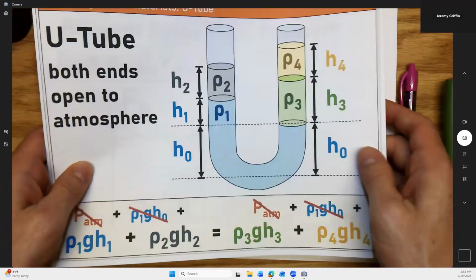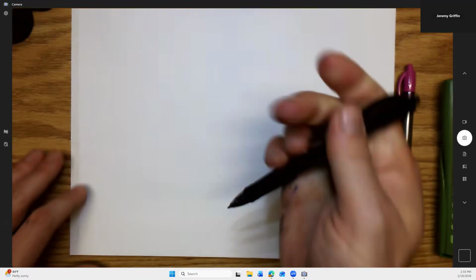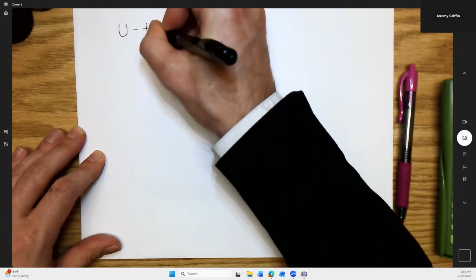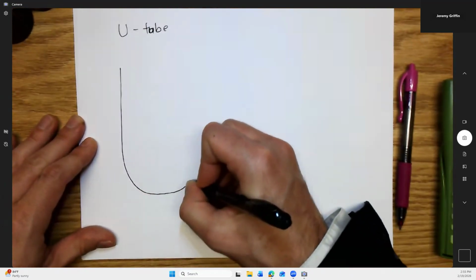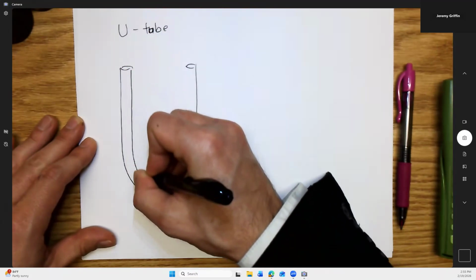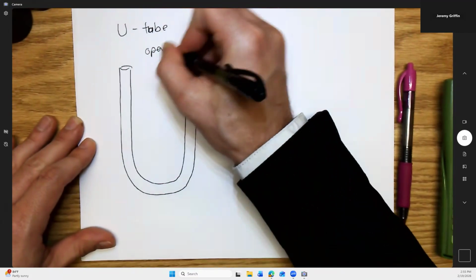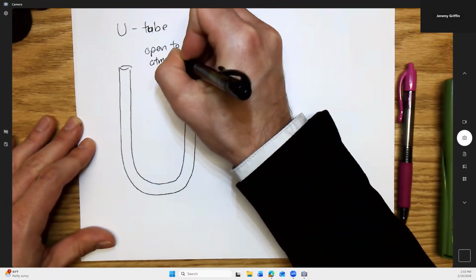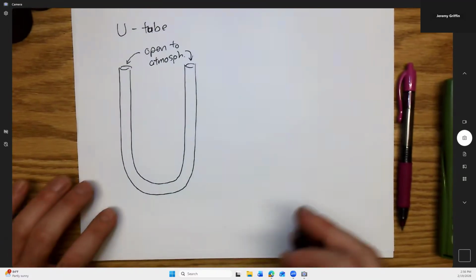So yeah, let's do a U-tube right here. Now, the one I got on the poster has a bunch of different fluids, but let's do one with, how about two fluids, not counting the atmosphere. So let's have a U-tube. All right, everybody draw a U-tube in their notes. Okay. We'll have this open to atmosphere, here and here. Right. So it's open to the atmosphere.